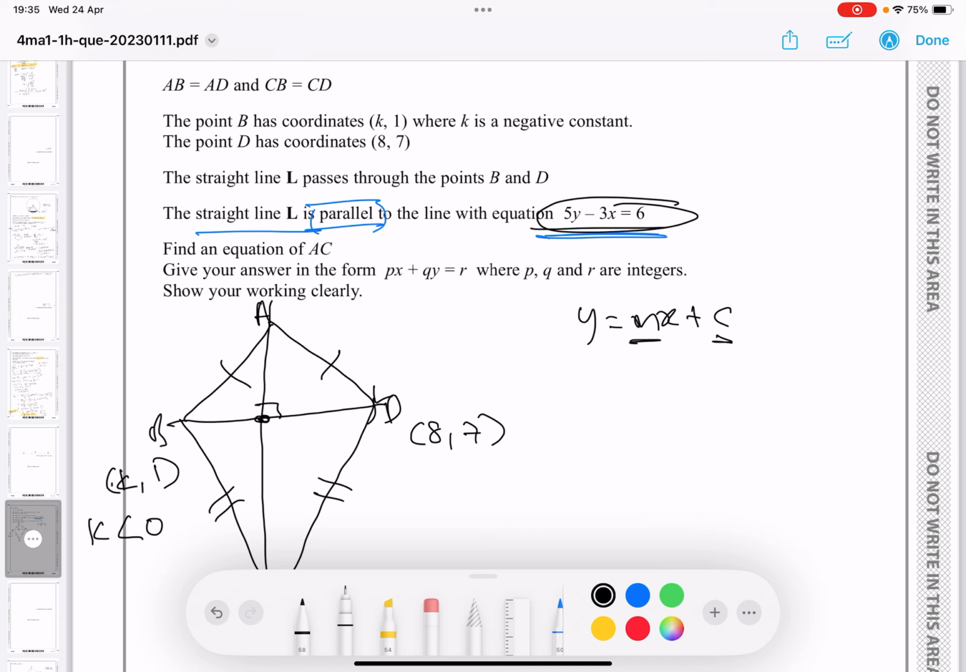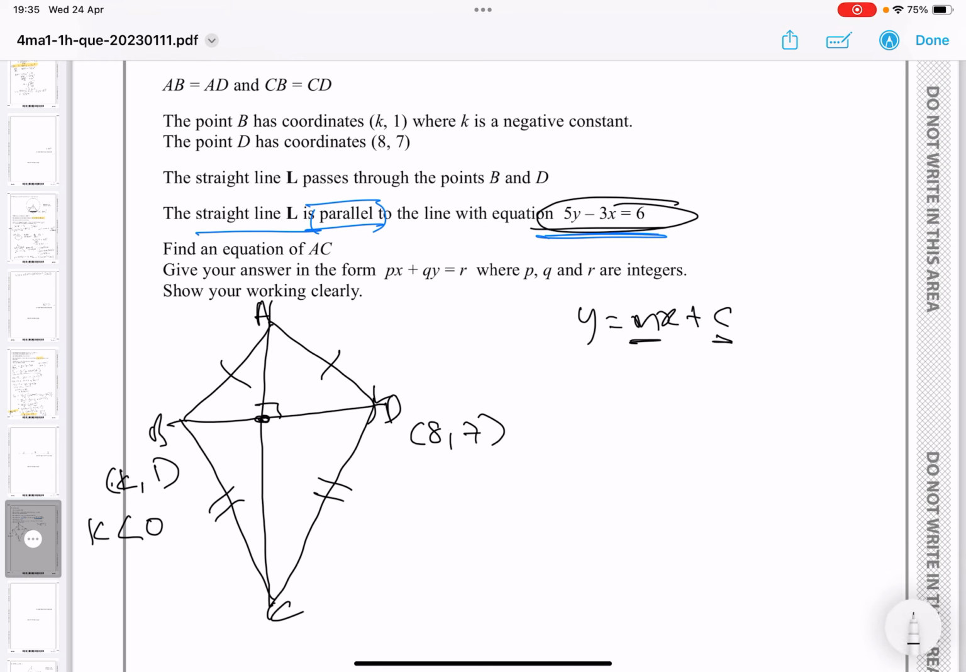Okay, I hope you guys understand. So, let me go through that again. We have y equals mx plus c, which is the equation of a line, any line, but specifically AC in this case, okay? Once we've worked out the gradient of AC, we need to work out what c is. So we need to substitute some coordinates in, okay? What coordinates are we going to substitute? Well, AC is passing through the midpoint of BD, so we can work out the midpoint of BD, but we don't know what K is. So K is what we need to work out first. And how would you do that?